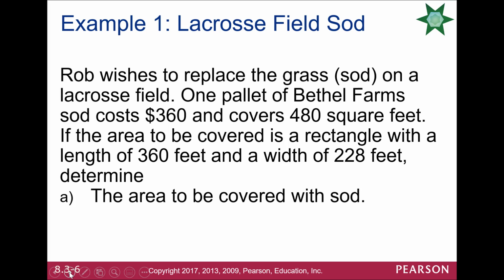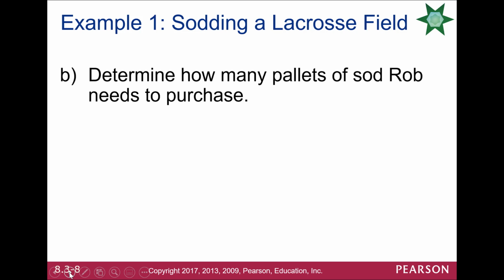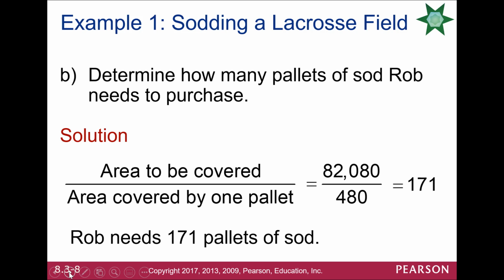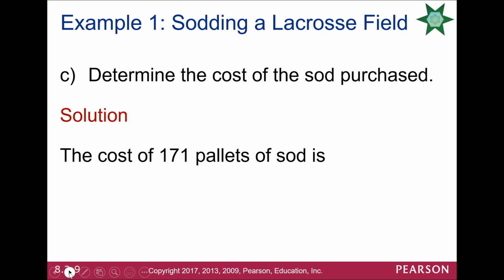So typical kinds of questions you're going to be looking at, for example, would be to determine the area and then perhaps the cost of something that covers that area. So here the area is length times width, 82,080 feet squared, and then how many pallets need to be purchased. So you have the 82,080 divided by the area covered by 1 pallet, 480. You would need 171 pallets of sod. Since we know the cost of each of those, then we need to multiply that times 360, where it'll cost $61,560 to sod that field.